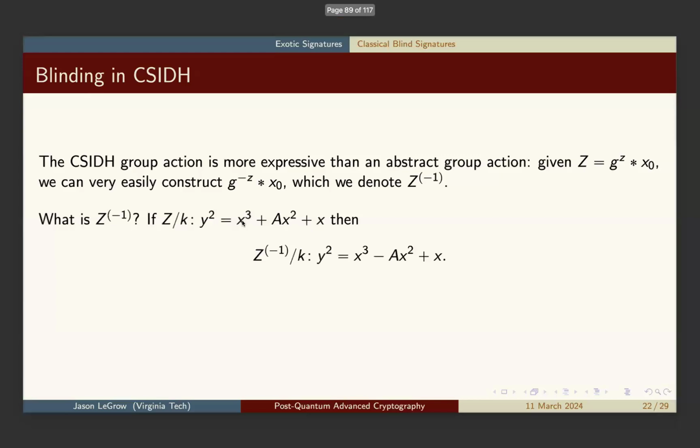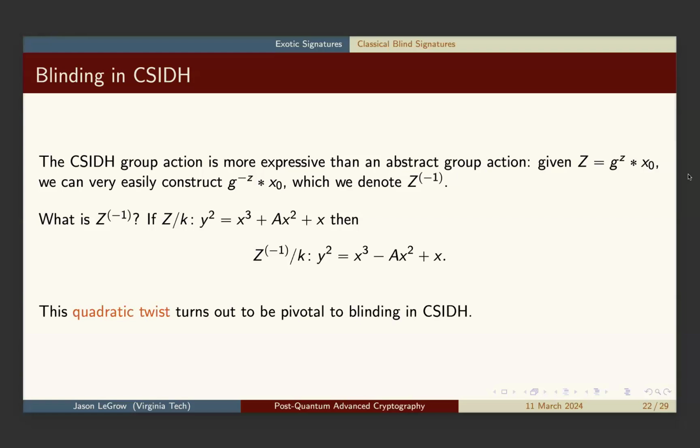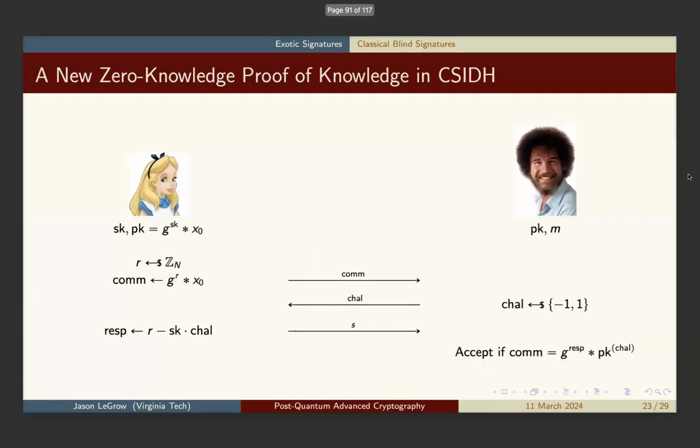Anyway, if you care about elliptic curves, the point is our elliptic curves are going to have some equation y squared is equal to x cubed plus ax squared plus x. If you want the inverse of that, like negative z in the exponent, you just simply negate the quadratic coefficient. Doesn't matter. If you know a lot about elliptic curves, this will be clear. If you don't, it won't. This thing is called the quadratic twist, and it turns out that it's pivotal to the blinding in Seaside.